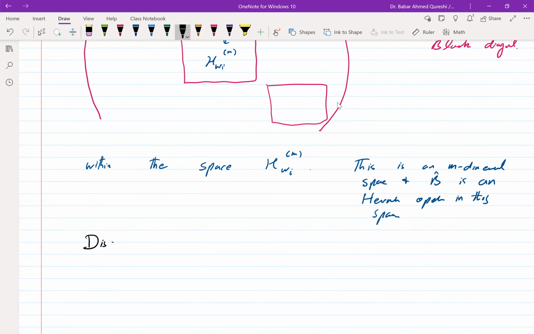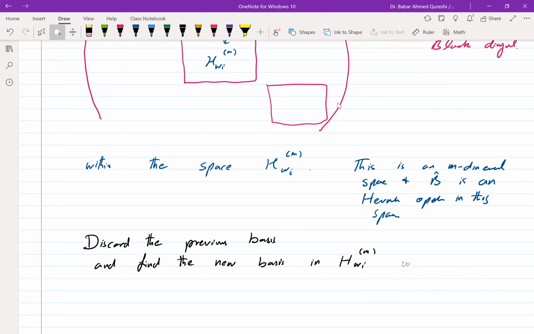So discard the previous basis and find the new basis in which B is diagonal. Any question so far?